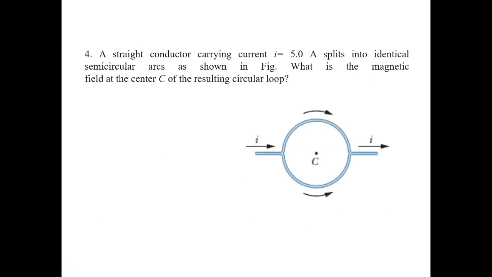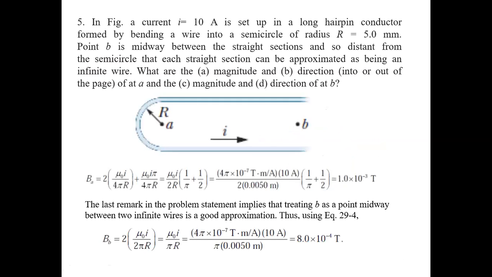You have to determine the magnetic field at the center point C. The current magnitude is given here. What do you think the magnetic field will be at the center of the coil, of this wire that is split into two parts? A similar concept is used here. What will be the magnetic field at this point A? What will be the magnetic field at point B?